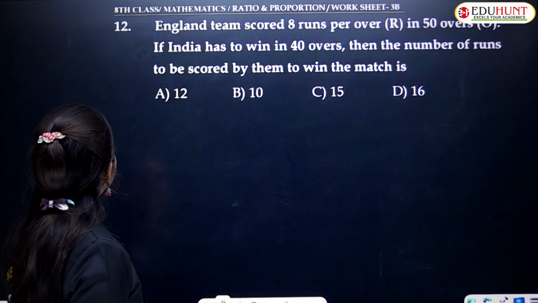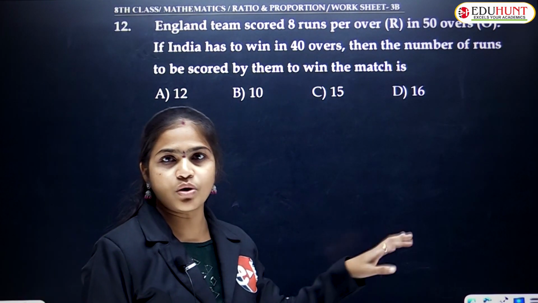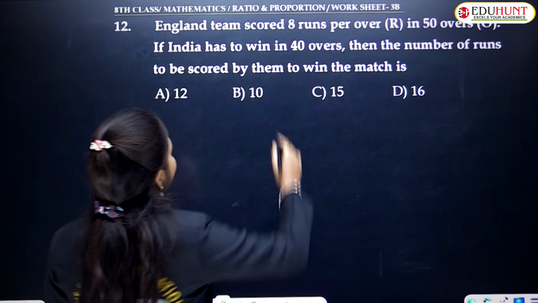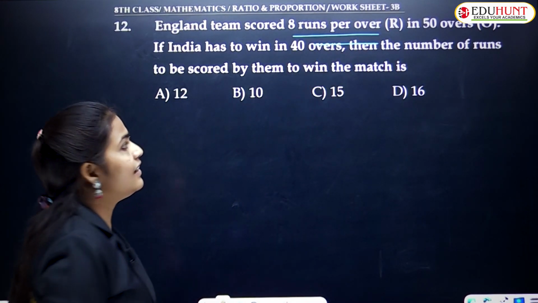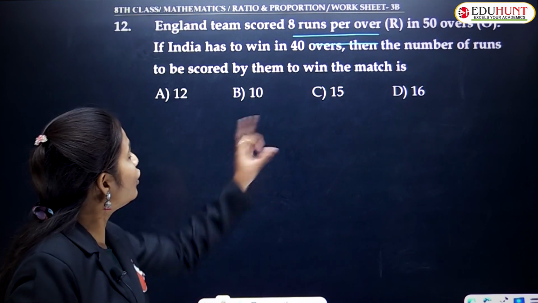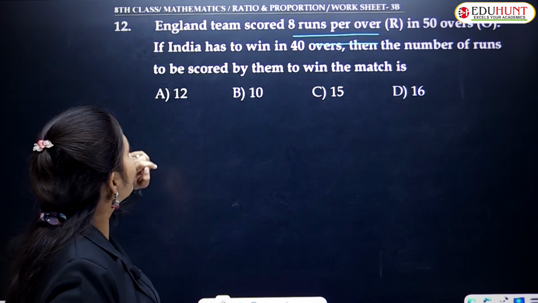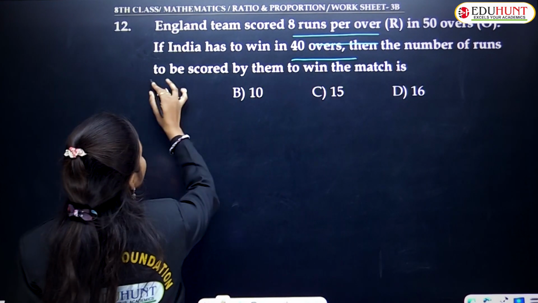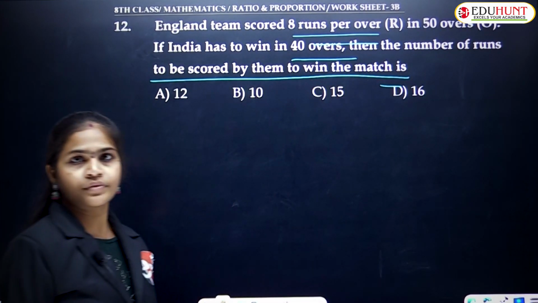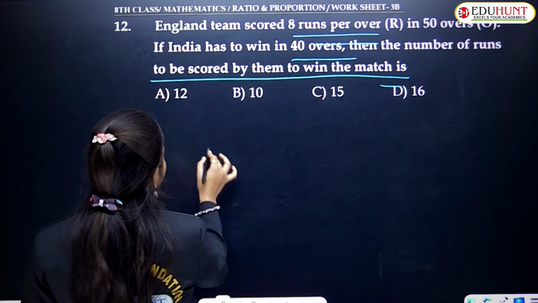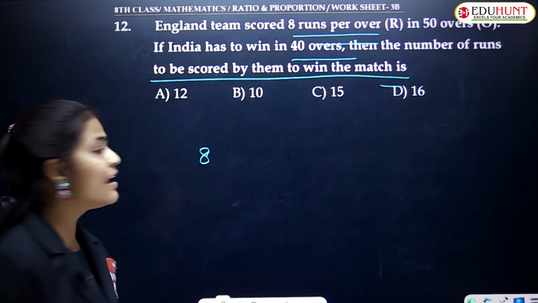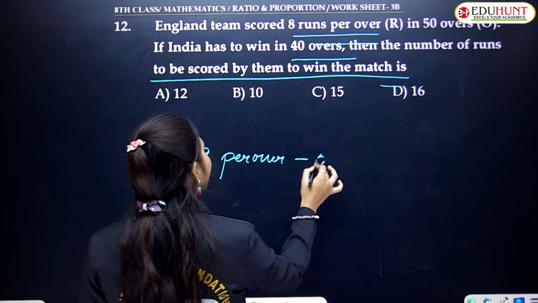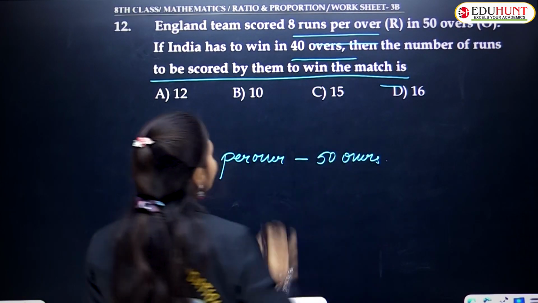Clear? Yes. Let us see the last question from this worksheet as well as from this concept. This is the last question. England team scored 8 runs per over, in 50 overs. So if India has to win in 40 overs, then the number of runs to be scored by them to win the match. So let us see, 8 runs per over. They scored 8 runs per over and they took 50 overs.